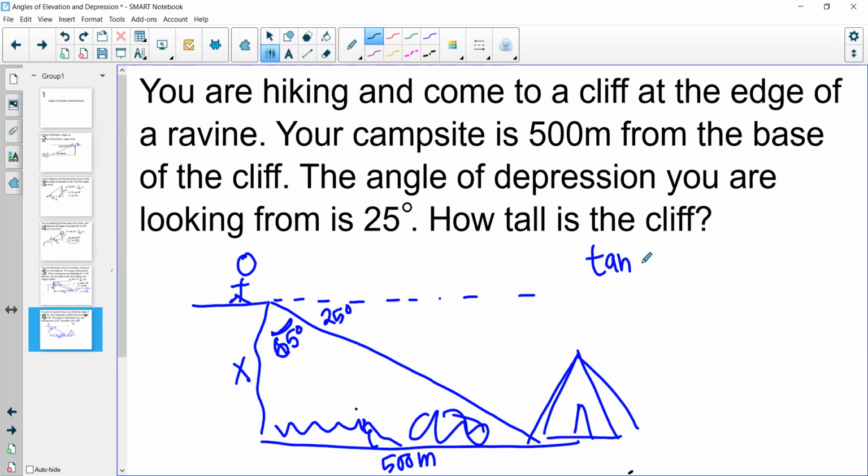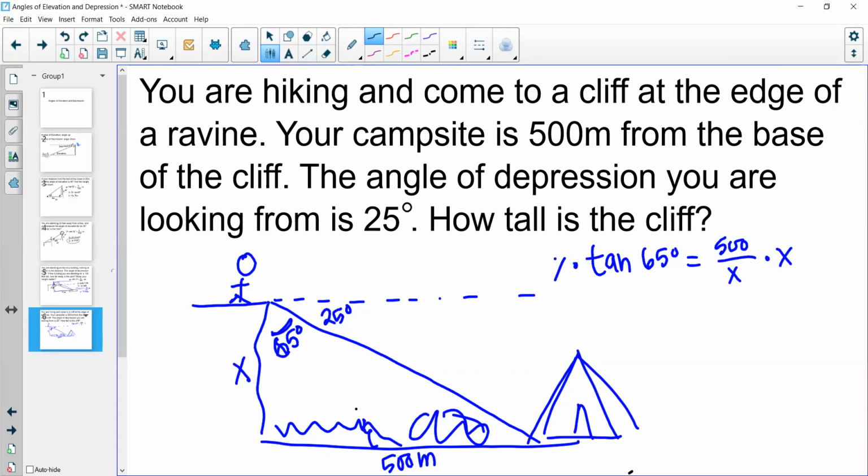Notice here how a lot of the problems that we do when it comes to angles of elevation and depression involve tangent. And the reason why is because a lot of the time we don't really care about how far my eyesight is taking me. We don't really care about that hypotenuse, but we care about how tall we are or how far away the base is from that, which are the legs of our right triangle. So we're going to use tangent a lot here. We've got the tangent of 65 degrees is equal to opposite over the adjacent side.